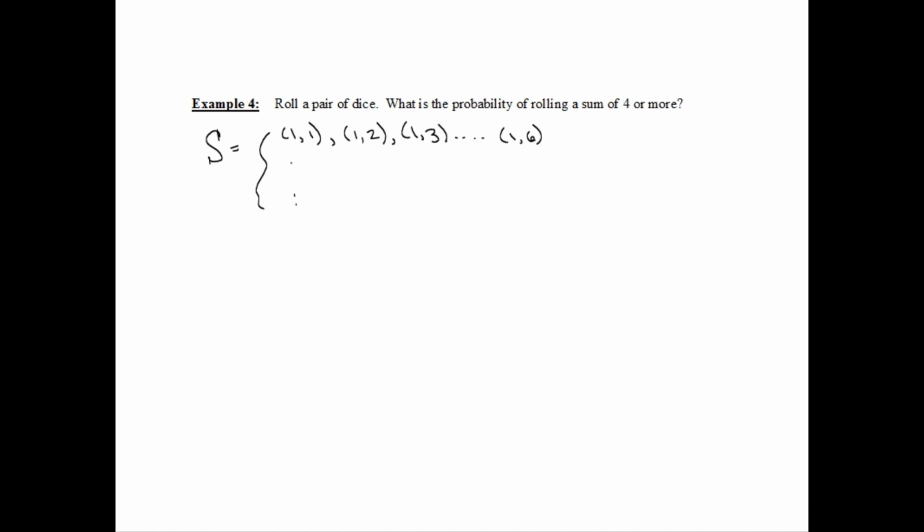Hang on. Teach me to write them all down separately. Okay, so this will be up to 6, 1, and then 6, 2, 6, 6, like that. Okay, so remember how many are in here? 36, right? Okay, so we've seen that sample space before. We want to figure out the probability that we roll a sum of 4 or more. So we'll call that event E.